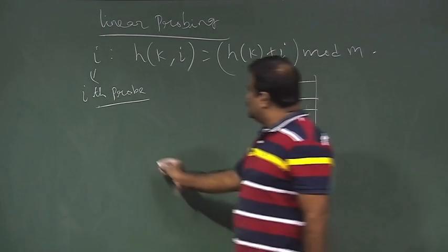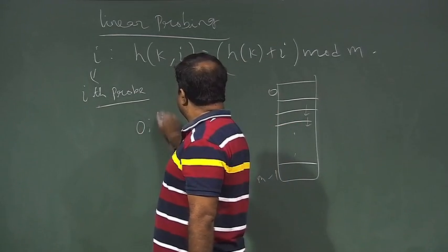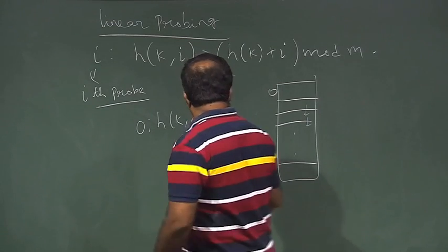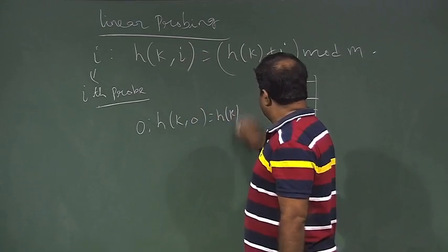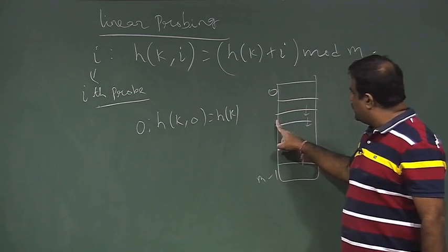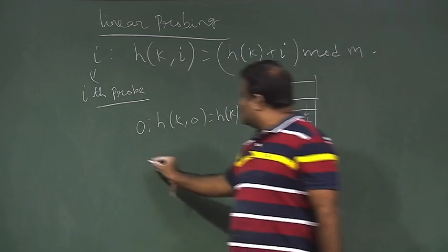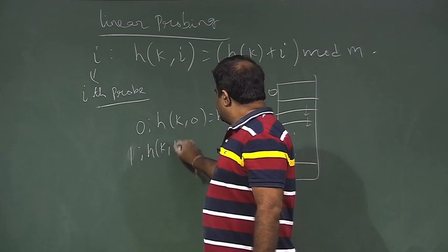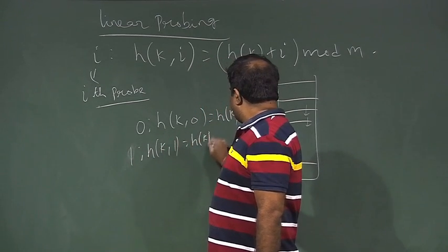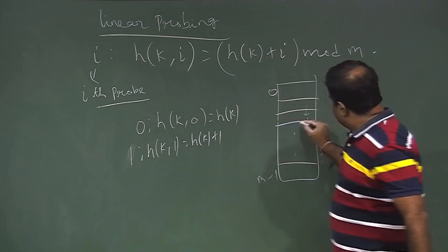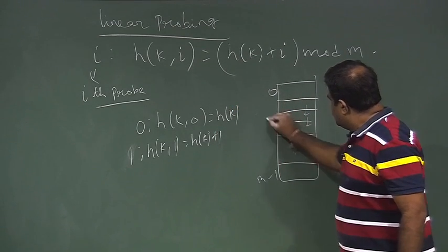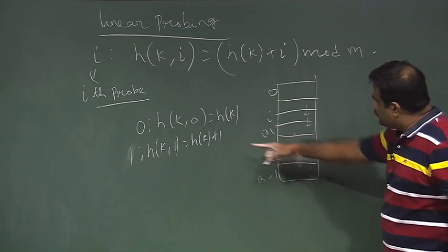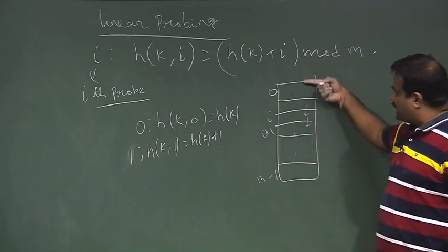So, that means the zeroth probe is basically h of k. We will go there, and if it is not available, then we go for the first probe, which is h of k plus 1. Suppose it is hitting the ith slot, then we check whether the i plus 1 slot is empty or not, and so on. We have to take a mod because it may reach the end, and then we have to come back here.